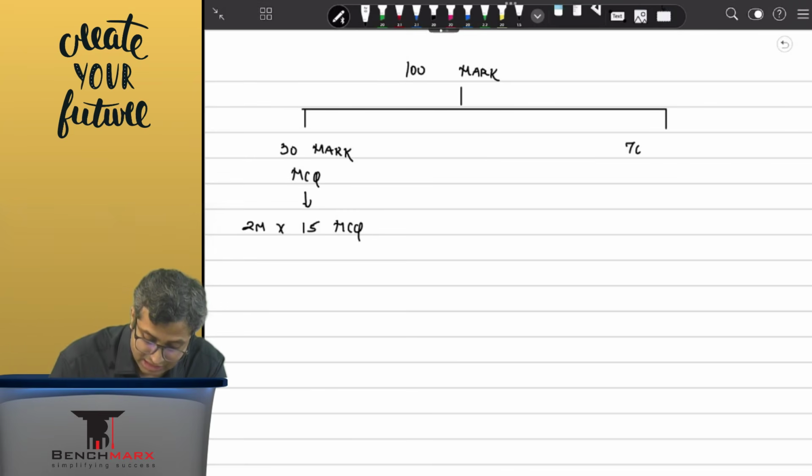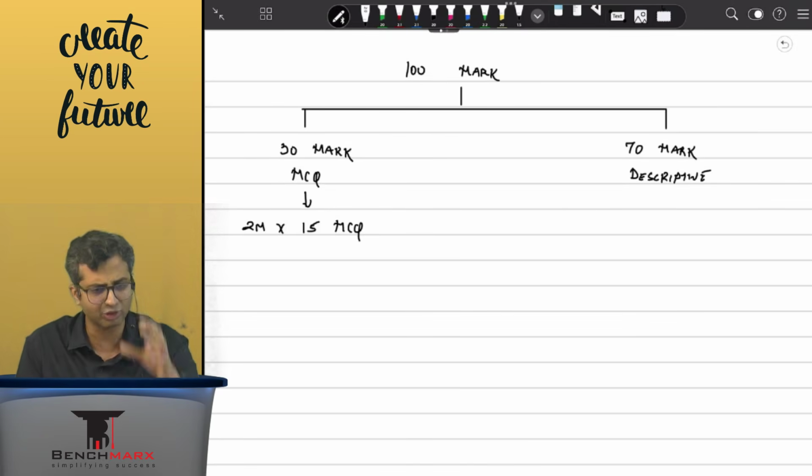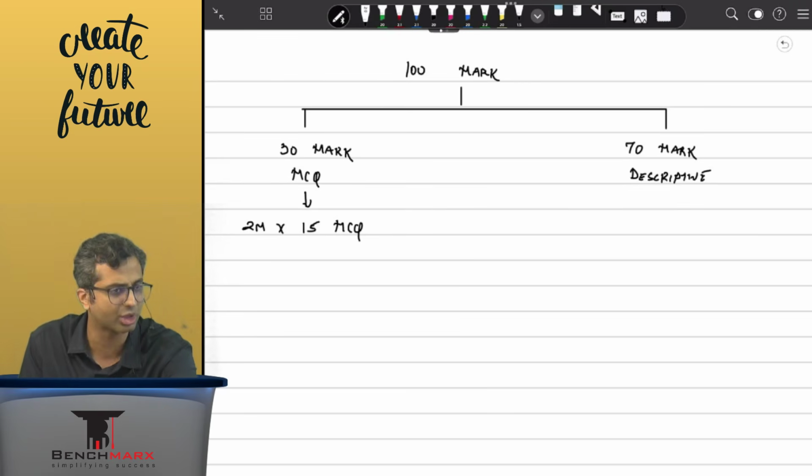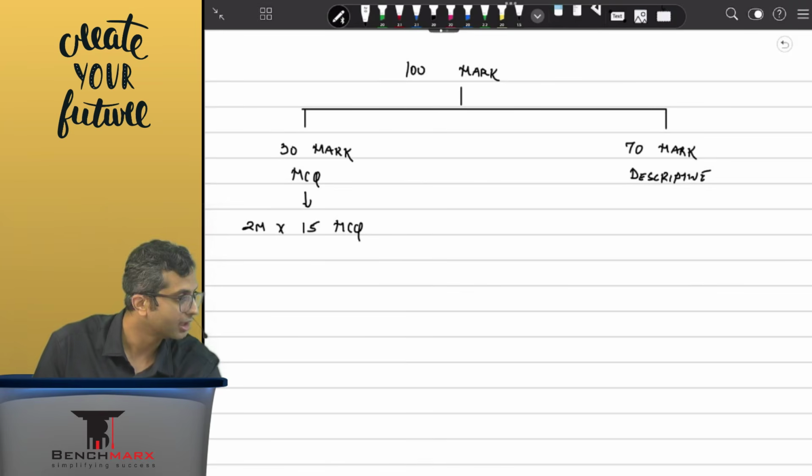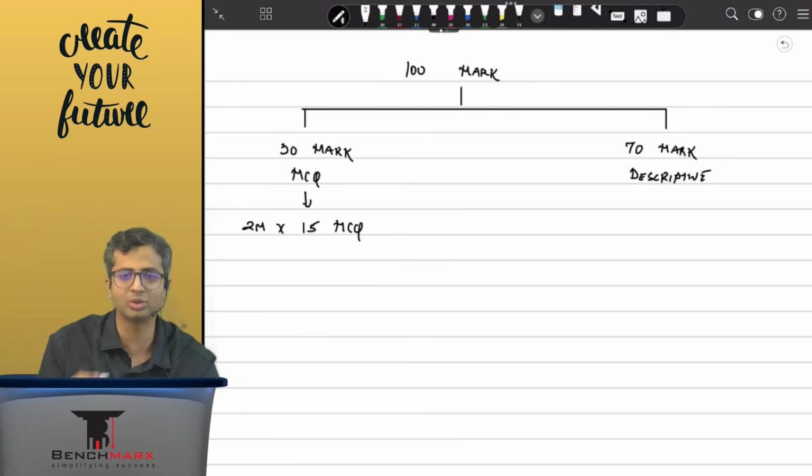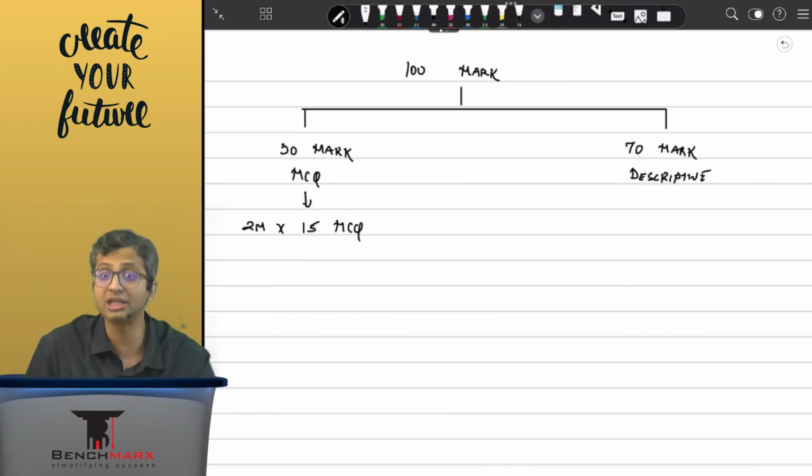And then there is a core 70-mark descriptive section. Now, in terms of preparation, we will prepare for both MCQs and descriptive, but largely if your preparation for descriptive is under control, MCQ will come along. If your descriptive is in a problem, MCQ is also in a problem. MCQ is just that you have 4 answers and you have to select one. That's about it. The working has to be done in any case.